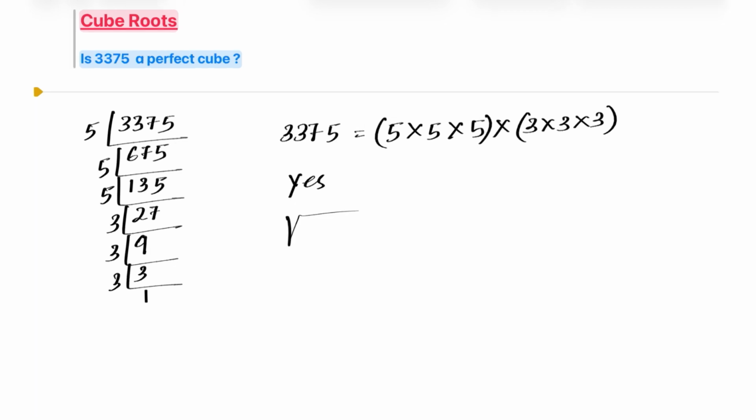And the cube root of 3375 will be: from the first triplet we will take 1 5, from the next triplet we will take 1 3, and our answer will be 5 into 3 equal to 15. So the cube root of 3375 is 15. Next, it is asked whether 500 is a perfect cube or not.